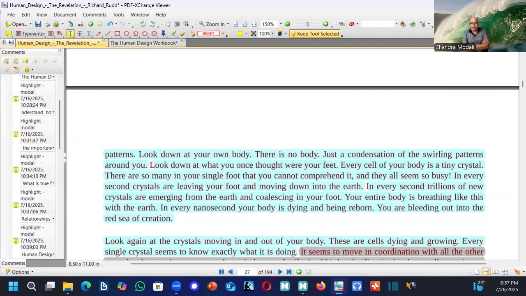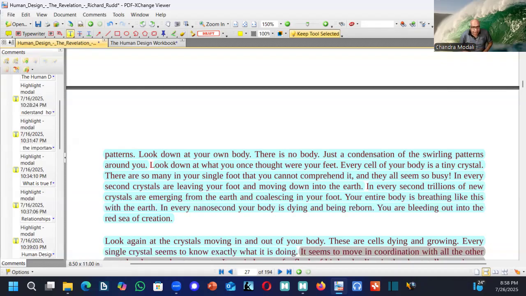And they all seem so busy. That is the level of turbulence that is taking place. In every second, crystals are leaving your foot and moving down into earth. In every second, trillions of new crystals are emerging from the earth and coalescing in your feet. Your entire body is breathing like this with the earth.